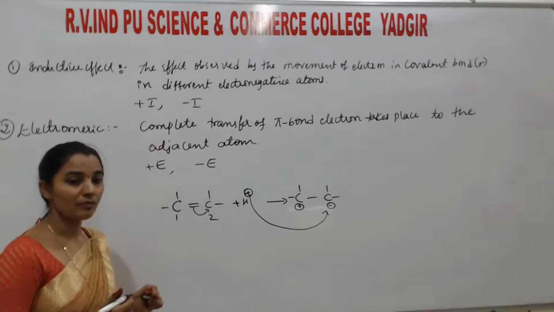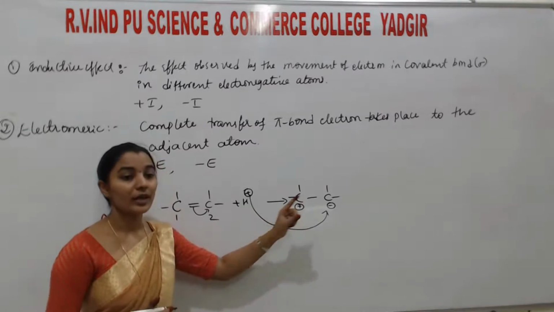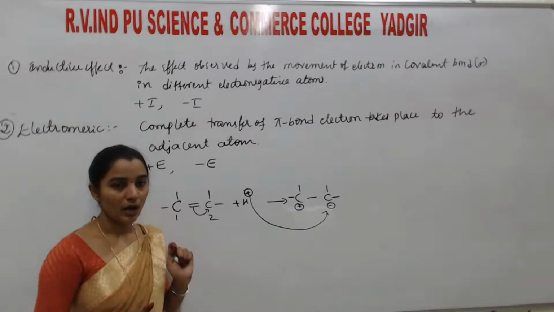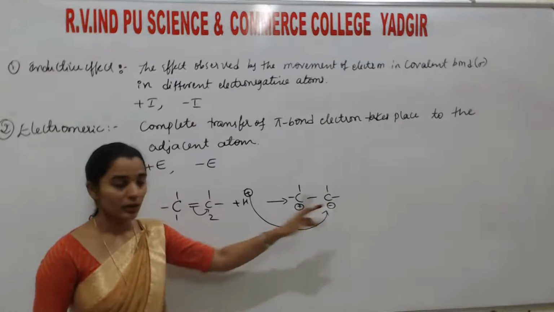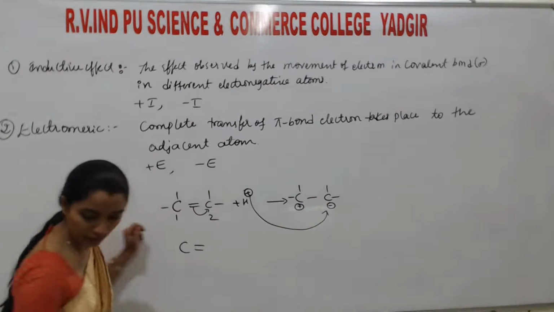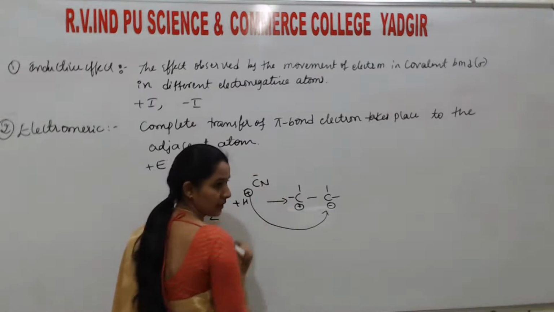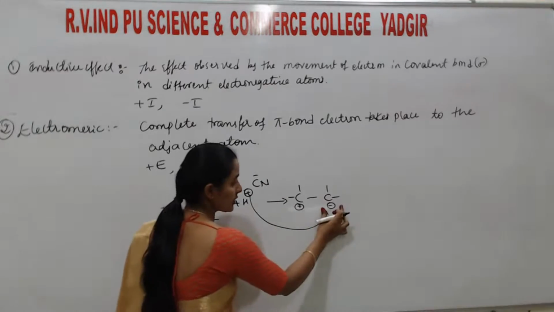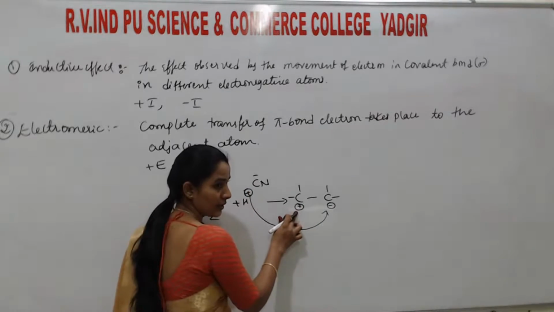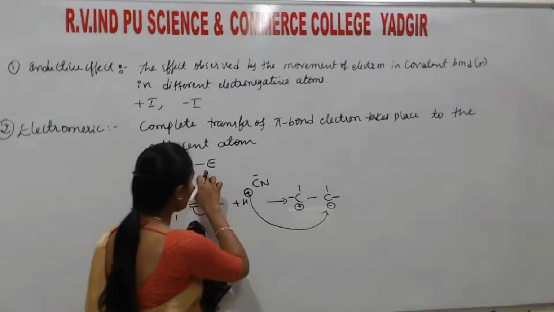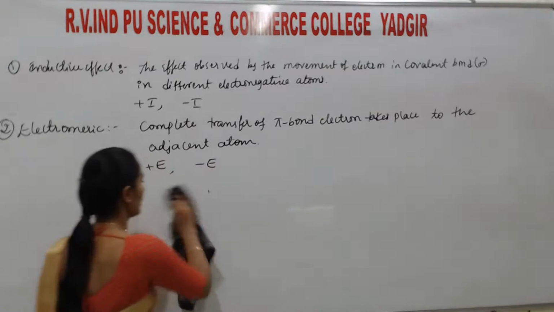Next, what is minus E effect? The atom is bonded to the carbon to which the electron transfer doesn't take place, or the atom is bonded to the other carbon atom from which the electron is removed. Here I will show, instead of H plus, assume CN minus is there. Electron is transferred to this carbon atom, and the CN minus is bonded to this carbon atom, and both are different. That is what minus E effect. Understood?